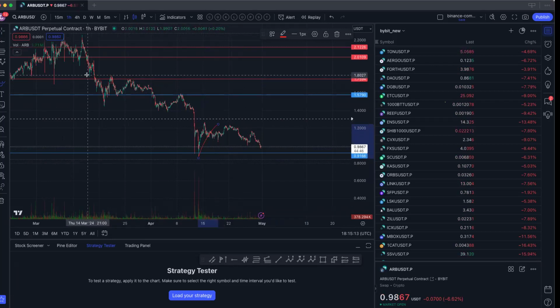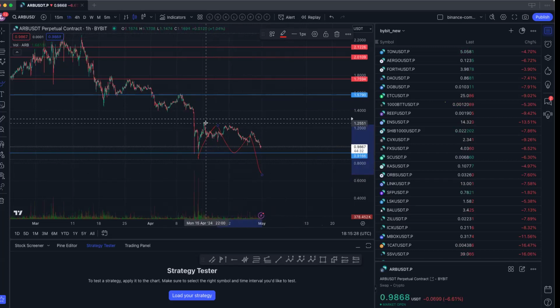Okay, so let's say we are here now. You don't consider this point as a higher low. You must consider this point as a higher low. And when prices break this point and make a lower low, then you consider this point as your new swing point.